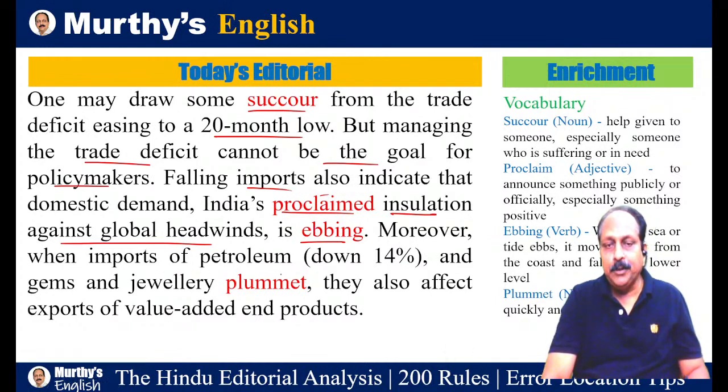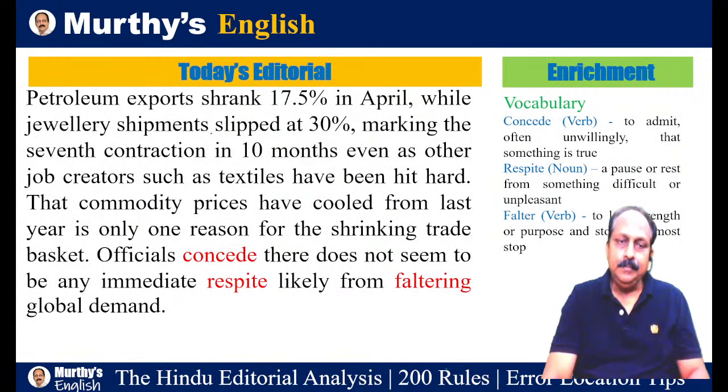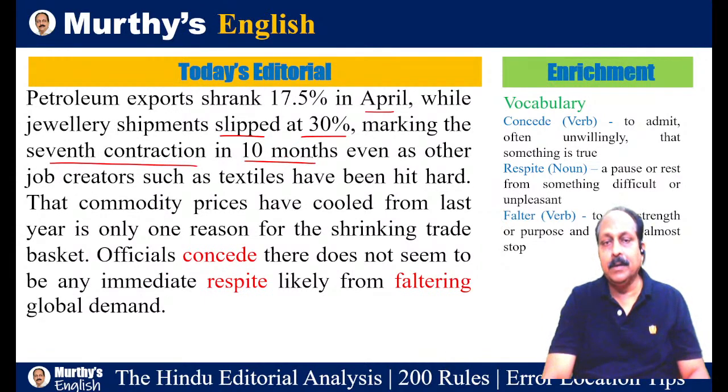Moreover, when imports of petroleum are down 14% and gems and jewelry plummet, an important word, to fall very quickly and suddenly, they also affect exports of value added end products. All data related. Petroleum exports shrank 17.5% in April, shrank, again something negative, while jewelry shipments slipped 30%, slipped, to go down, marking the seventh contraction in 10 months, seven contractions in a period of 10 months, even as other job creators such as textiles have been hit hard.